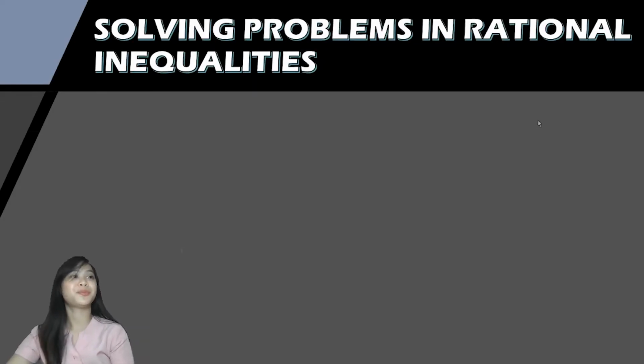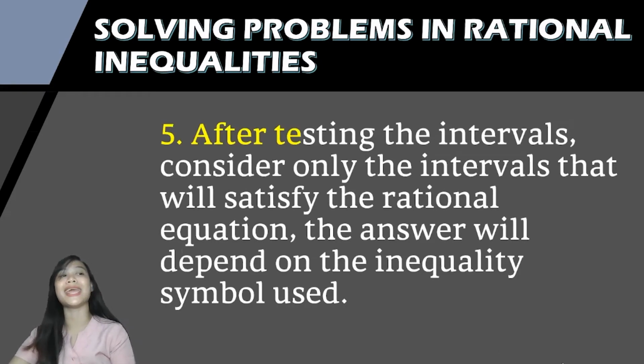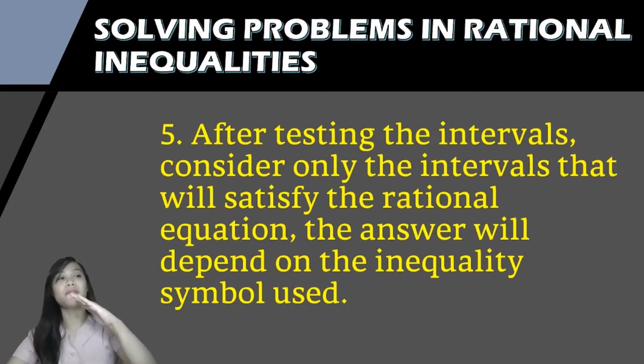For the next, fifth step, after testing those intervals that you've got, consider only the intervals that will satisfy the rational equation or inequality. The answer will depend on the inequality symbol used. So if it's less than or equals, you can determine that the right side is negative. So if it's right side, it should be greater than. Okay, next.